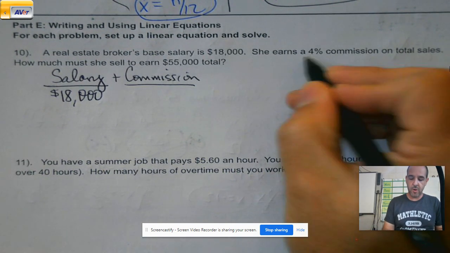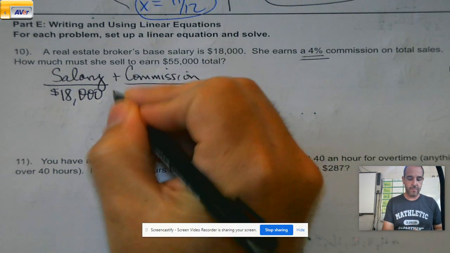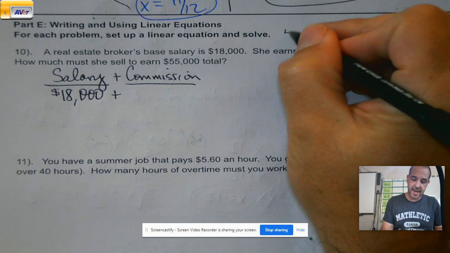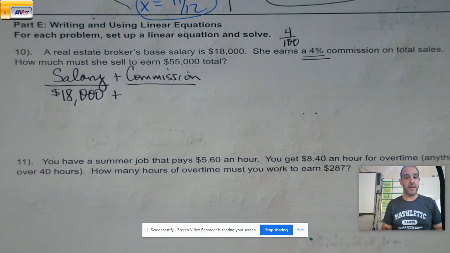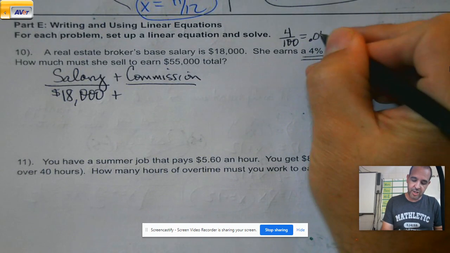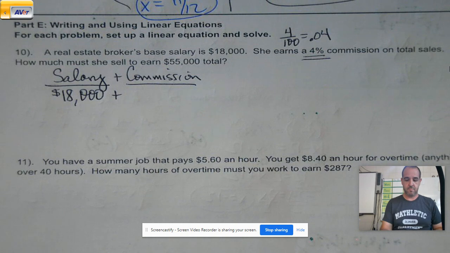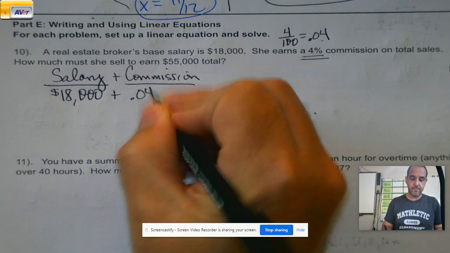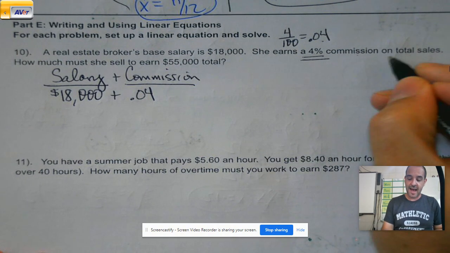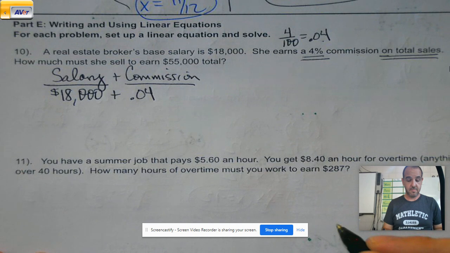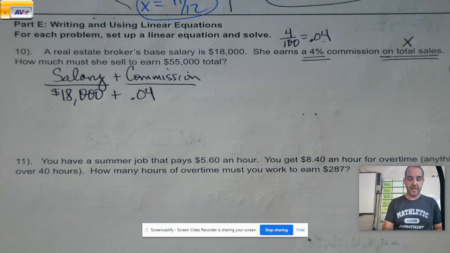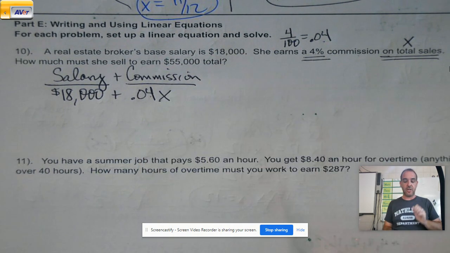She earns 4%. Now, I don't just write 4 here. When we do 4% as a decimal, there's a couple of ways to do it. As a percent, you can always do that as something over 100. And if you punch that into the calculator, or some of you know this off the top of your head, you're just moving the decimal 2 places to the left. 1, 2. So that's the number we're going to be using. But we're not just using 0.04 because she gets that on sales. Okay? You can call it S. I'm going to call it X because she gets 4% times however much she sells in real estate.